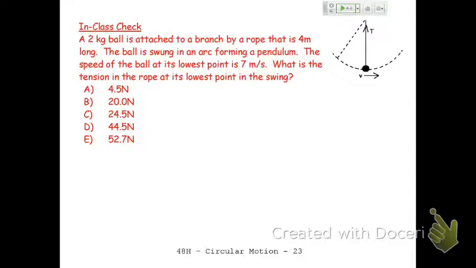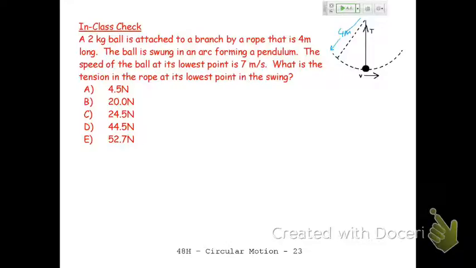This is another version of this similar type of problem, except here we just have implicitly the knowledge that there's a non-uniform speed. We say a 2 kilogram ball is attached to a branch by a rope that is 4 meters long, so this is 4 meters. No, the dotted line is actually just showing a radius. I'm going to visualize this thing with a solid line. The ball is swung in an arc forming a pendulum.